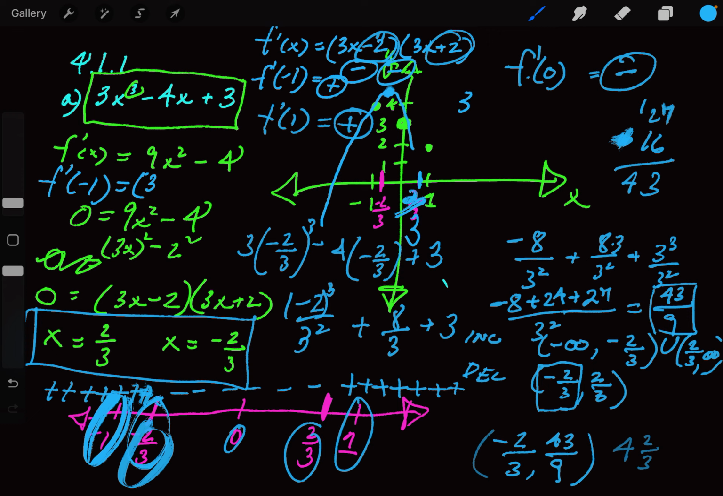So let's see, 3, and now I'm plugging in positive 2/3. Wait, did I plug in negative 2/3 before? I hope so. That's negative. Yep. And then that was negative. Okay, it was positive. Good. Okay, we should be good. Hopefully that's not an error.